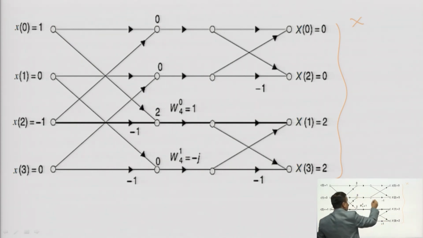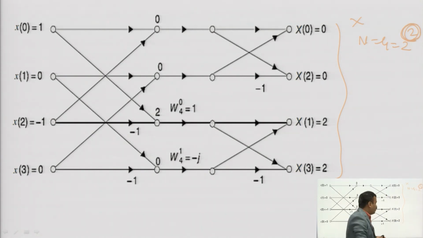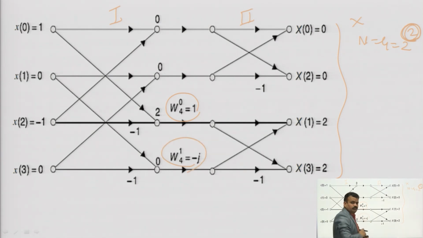Because N is equal to 4, it means 2 to the power 2, you have to decimate, you have to split your sequences 2 times. That is why only 2 stages will be there. This was your first stage, and in a similar manner this was your second stage, and you can calculate your DFT easily for N equal to 4 for that particular question, using the W4^0 and W4^1 values here.